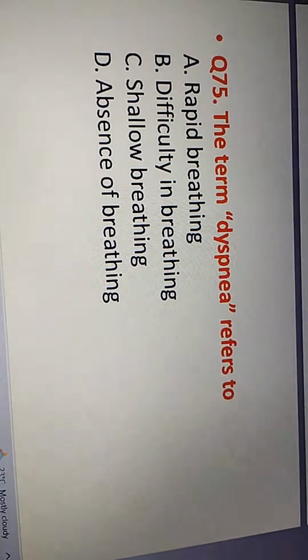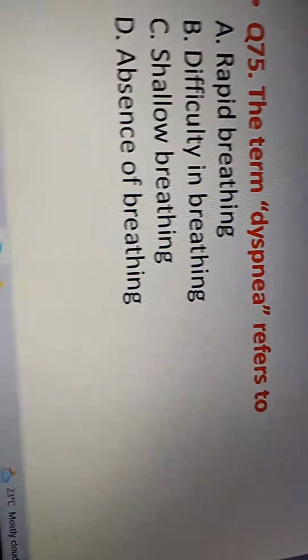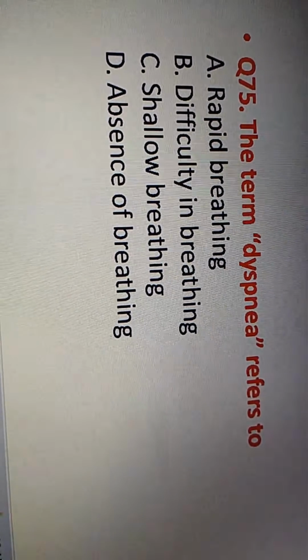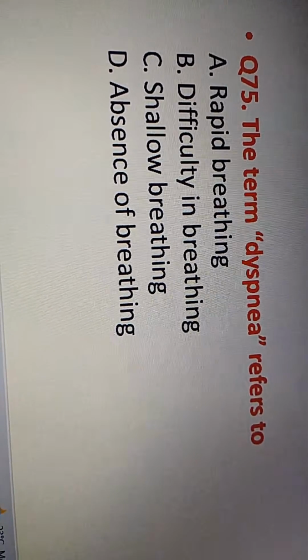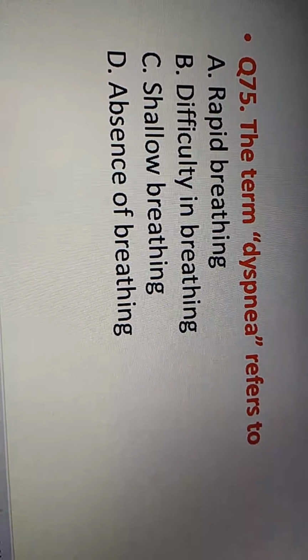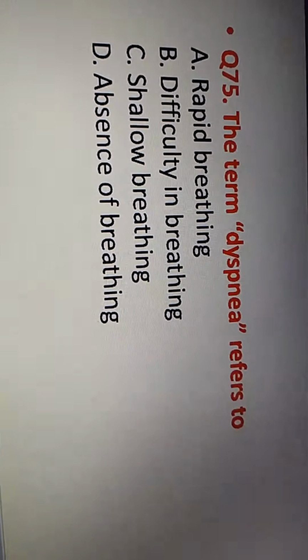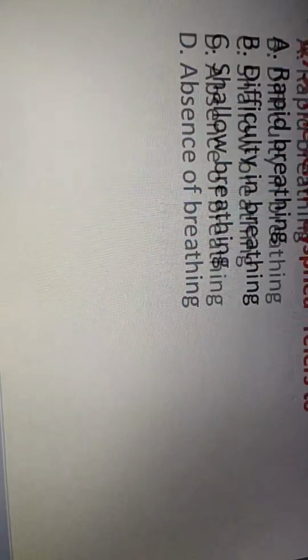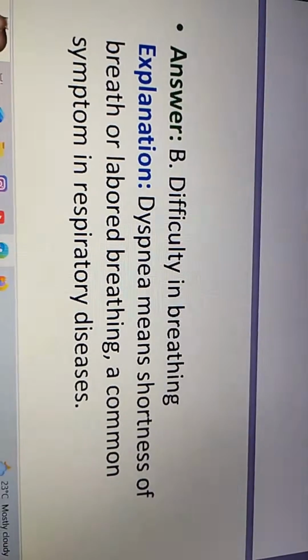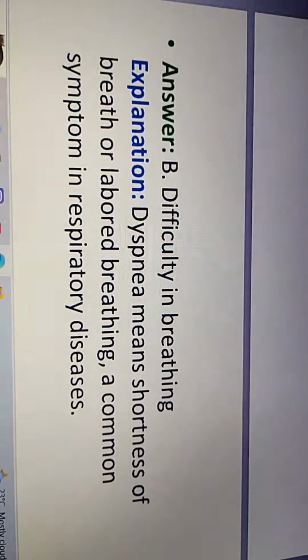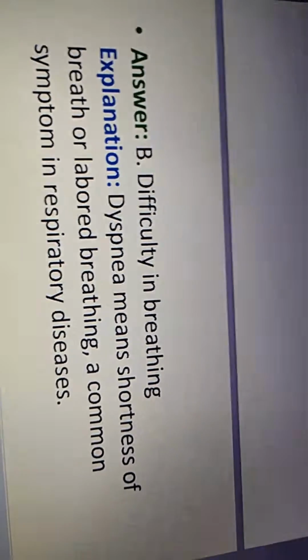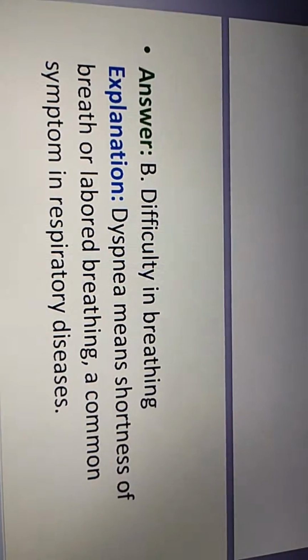Then, the term dyspnea refers to option A rapid breathing, option B difficulty in breathing, option C shallow breathing, option D absence of breathing. The correct answer is difficulty in breathing. Dyspnea means shortness of breath or labored breathing, a common symptom in respiratory disease.